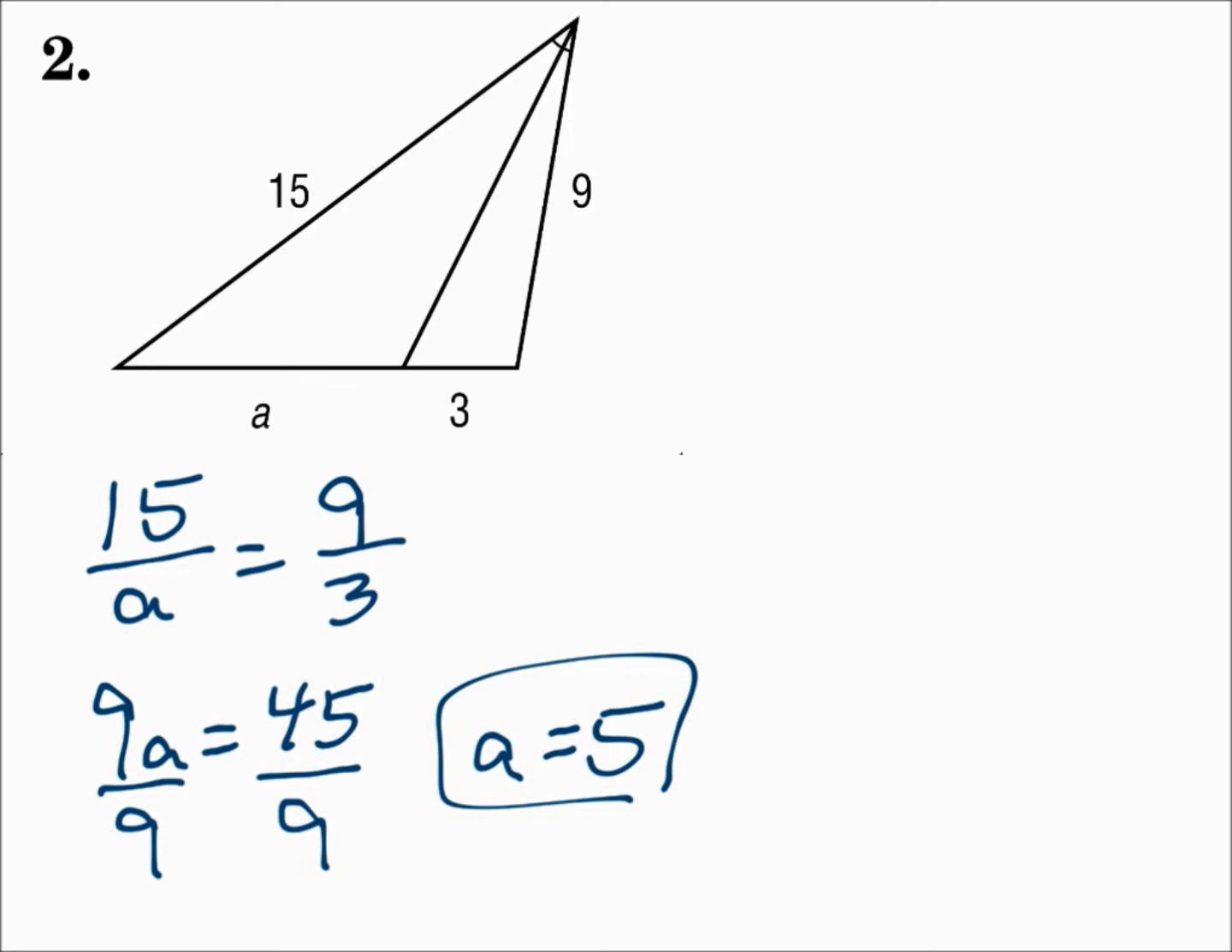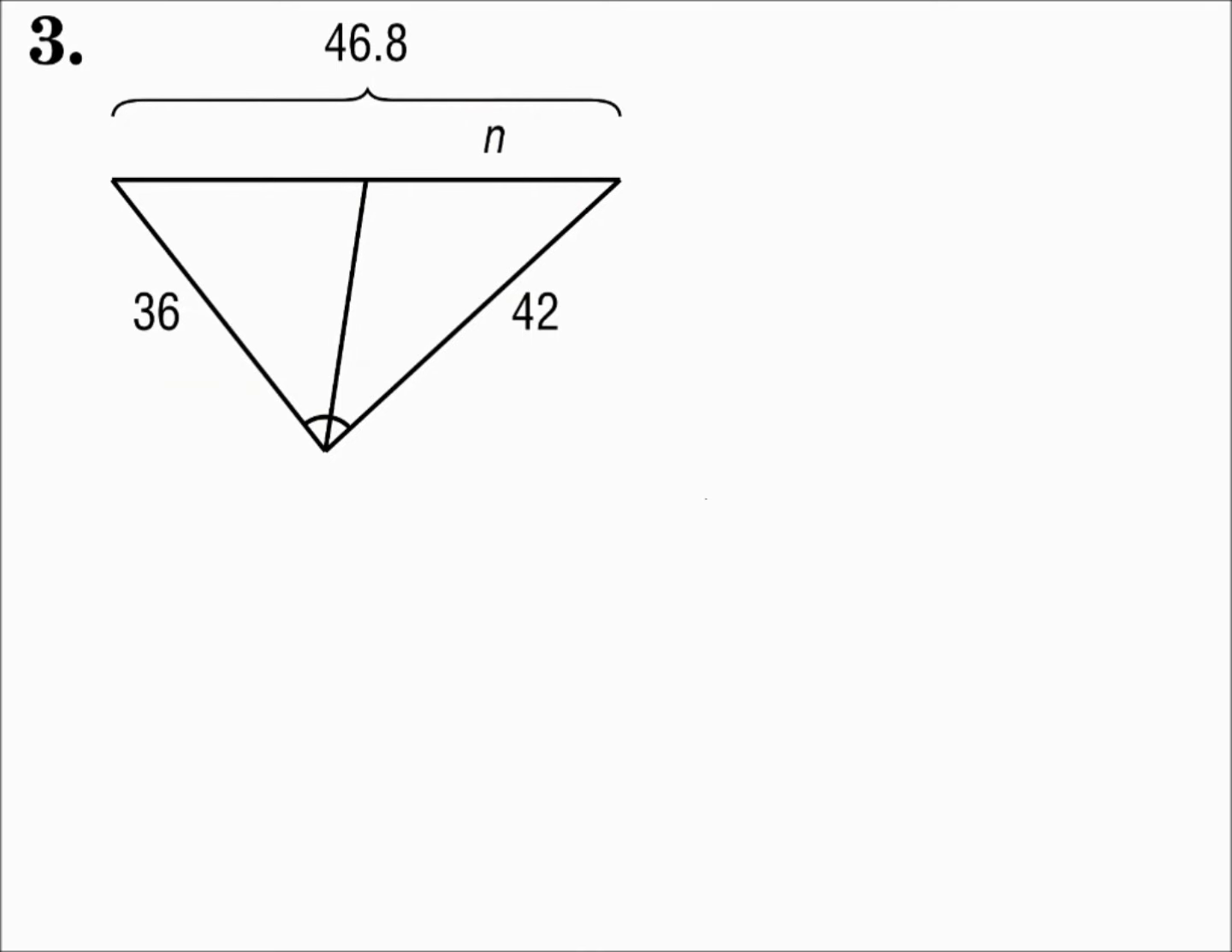Just remember, when you have the angle bisector, it cuts the opposite side into parts that are proportional to the other two sides of the triangle. That part a will match that side 15, and the part 3 matches that side 9. Number 3. We have an angle bisector that cuts the opposite side in two. Those two parts are proportional to the other two sides of the triangle.